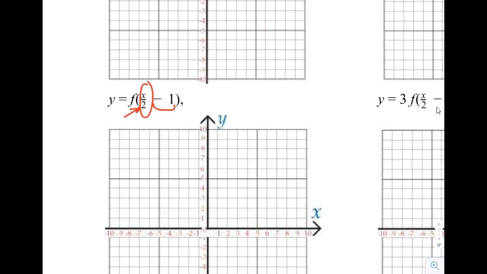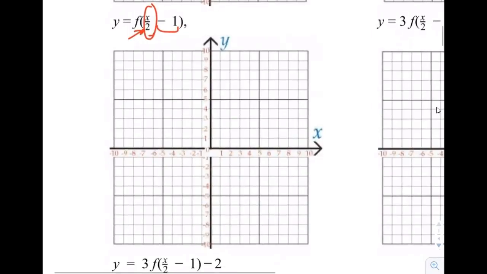Okay? Remember, if you have a value outside the function, that is stretching in the vertical direction. So if you have a number inside the parentheses, then you're doing a stretch or compression in the horizontal direction. When you have a number inside the parentheses, it's kind of the opposite of what you think. So if you have it divided by 2, that's actually stretching it by 2.